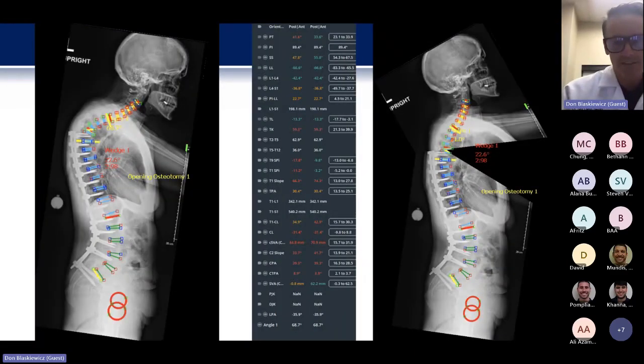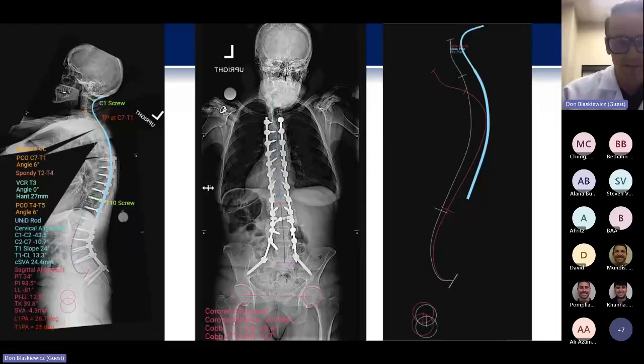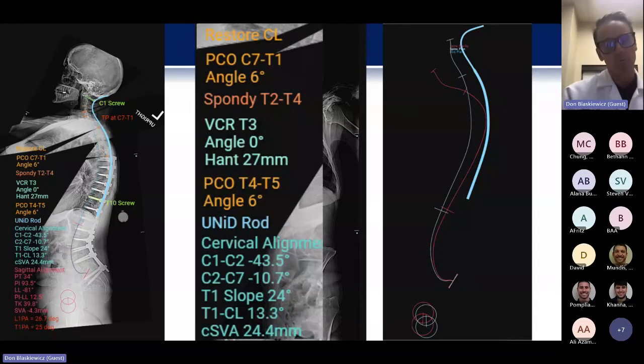Some of the key things, let me go back to this. Where did we go? I lost my slide here. I think the meat of it was the T3 VCR needed an anterior height of 27 millimeters and an angle of 0 across those end plates, as well as some low-grade osteotomies above and below.